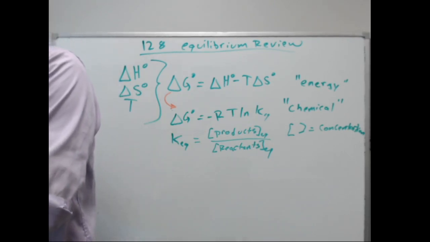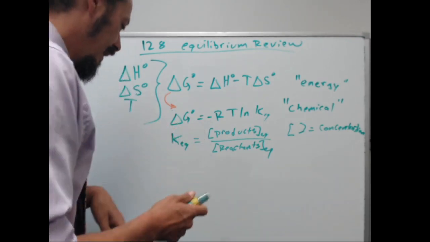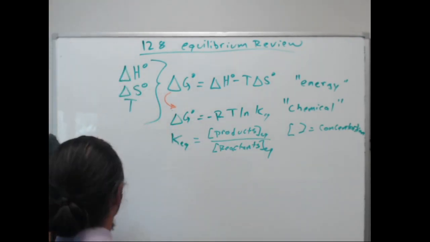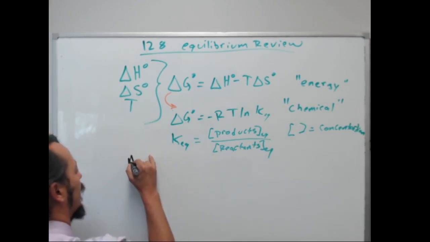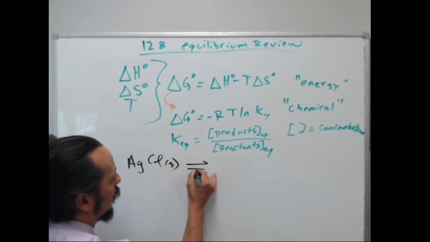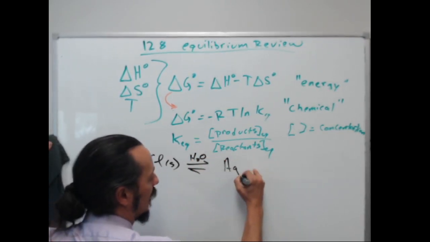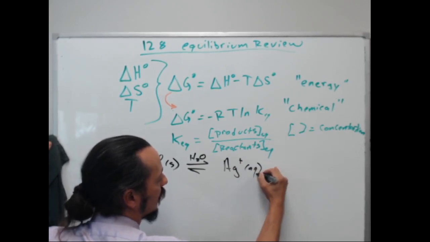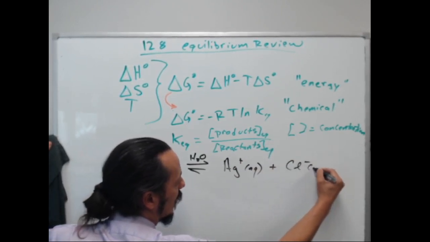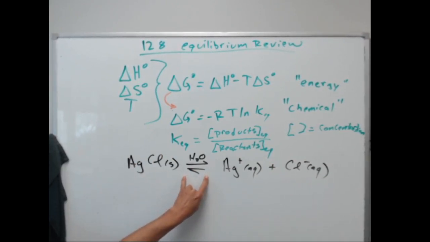And so let's look at one particular chemical reaction. And I'm going to do a different one than I did earlier. We're going to look at silver chloride dissolving in water, going to Ag+ aqueous plus Cl- aqueous. So we've got silver chloride. We're dissolving it in water. It becomes ions in solution.